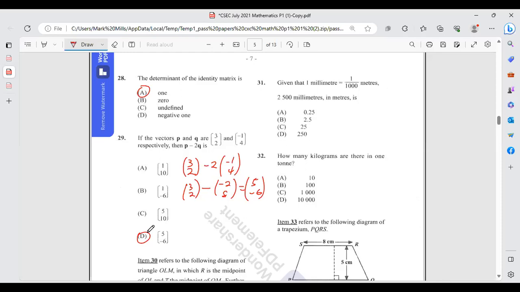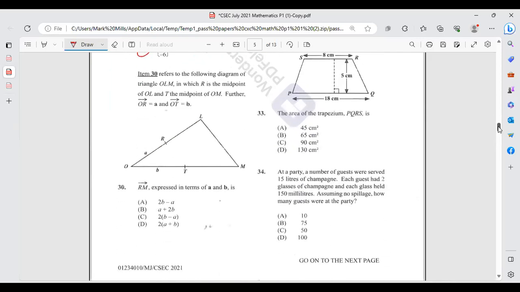Number 31. Given that 1 milliliter is equal to that, we see that 2,500 milliliters will be equal to. Hold on, I just realized I skipped 30.